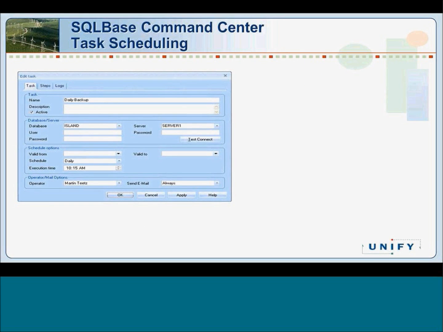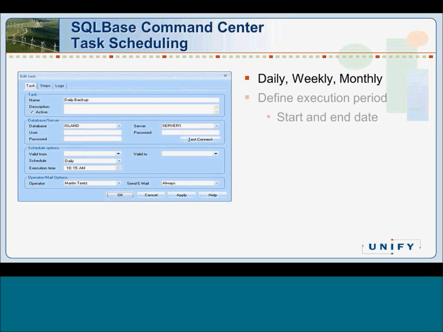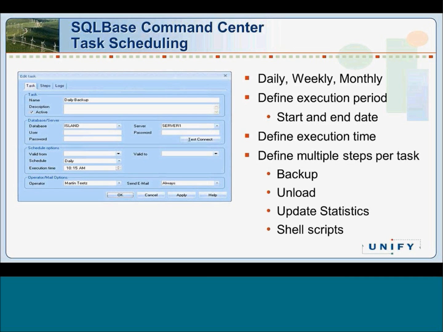So when you schedule your tasks, then this is basically the window you get. Daily, weekly, monthly. You define an execution period. That's optional. You can provide a start and end date for the execution of a task. You can define an execution time, and you can also define multiple steps per task. Like you can have backup, unload, update statistics, shell scripts, and do multiple of those all in a row. That will be then executed.